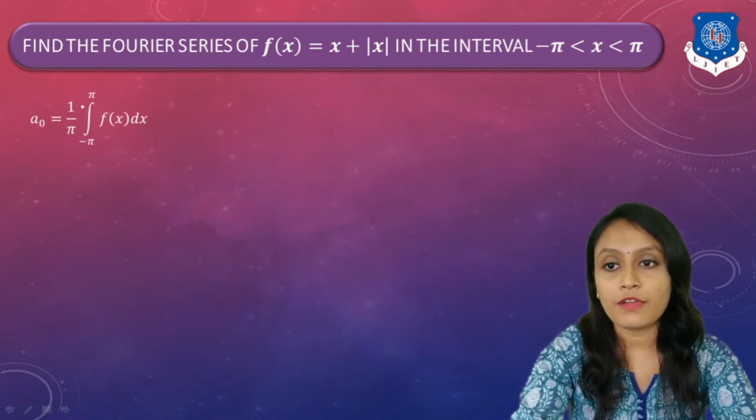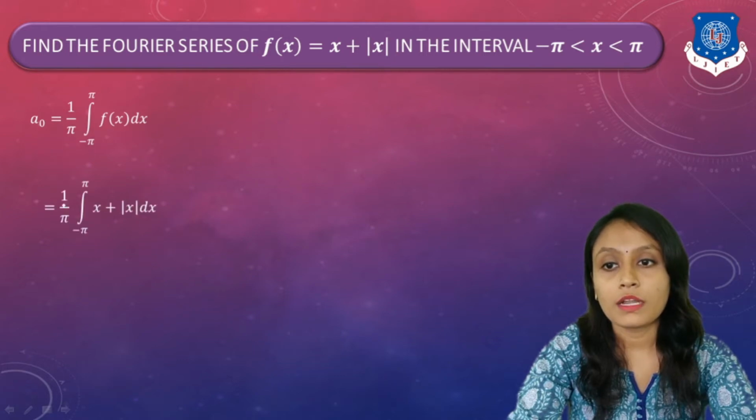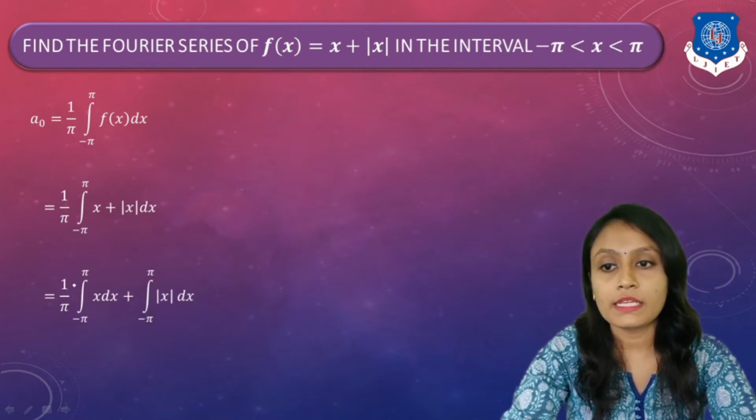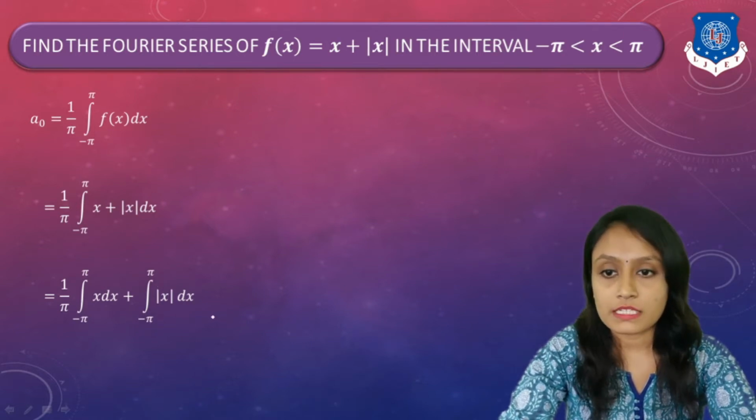The formula to find a0 is 1/π ∫ from -π to π f(x) dx. Substitute the value of function f(x). So we have 1/π ∫ from -π to π (x + |x|) dx. Now split the integration, so you will get 1/π ∫ from -π to π x dx plus ∫ from -π to π |x| dx.